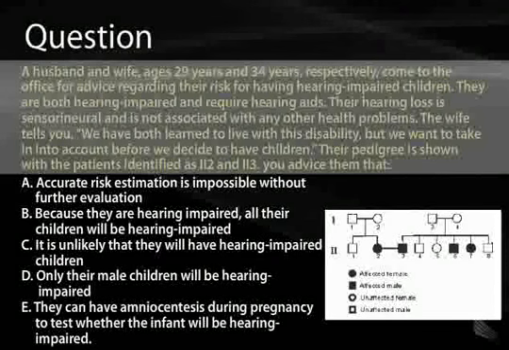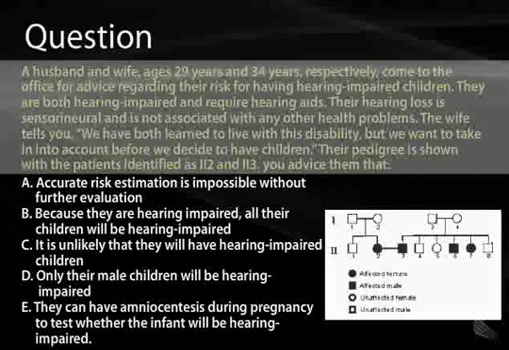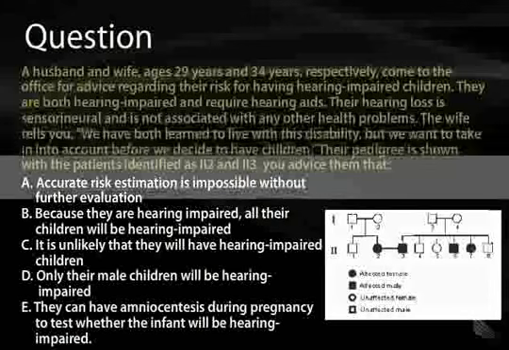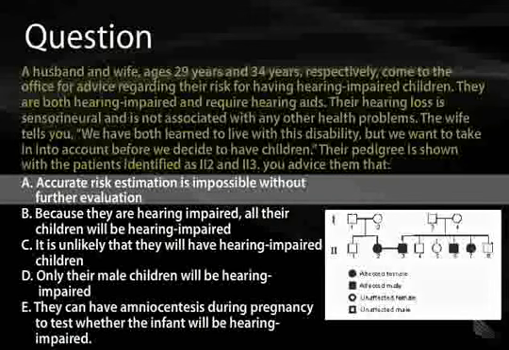E says they can have amniocentesis during pregnancy to test whether the infant will be hearing impaired. Now that's true, but does that answer your question? Remember, they're concerned about getting pregnant. Amniocentesis happens after you already are pregnant, so it doesn't do us any good to answer their question that way. So we can eliminate that and come to find out the correct answer choice here is A.